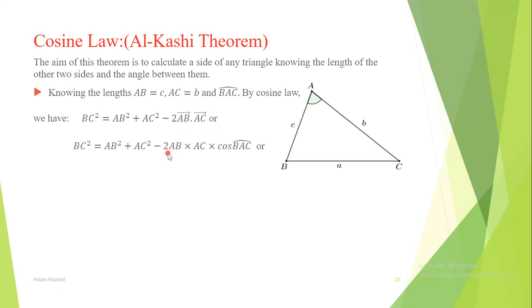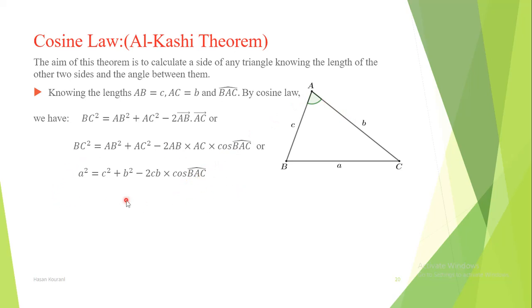It will be 2 times AB times AC times cosine of the geometric angle between the vectors AB and AC, whose vertex is A. We can name it BAC or CAB, or simply, if there is no ambiguity, cosine A, the angle A. Or simply using these symbols, we can write it in this form: A square equals C square plus B square minus 2C times B times cosine of angle BAC.